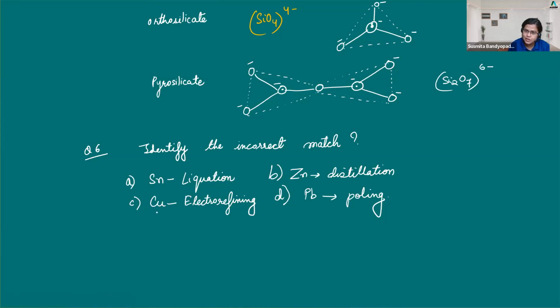Electrorefining of copper we saw yesterday. Poling is done for which elements? Not for lead, right? Not all the options are correct. Poling is done for Sn and Cu. So this is the incorrect match. Lead you can go for liquation if you want to purify it. Hence D is the incorrect match.